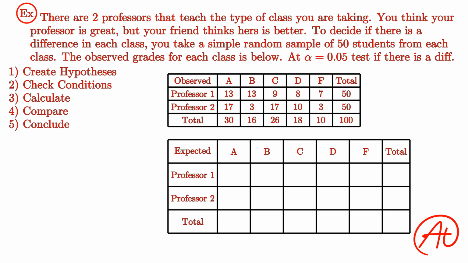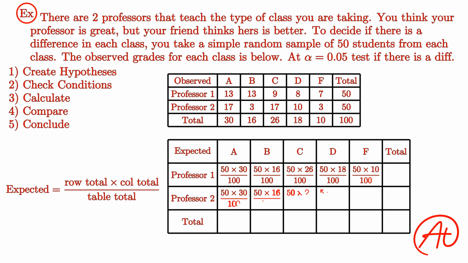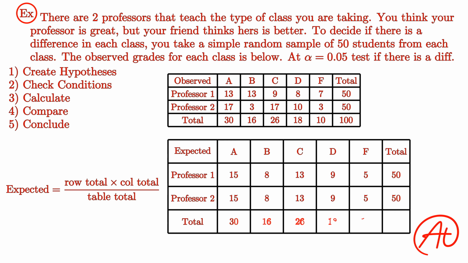In order to do that, for each cell we use this formula. So for each cell we would take the total from that row in the observed table, multiply that by the total from that column in that table, and then divide it by the table total, which is 100. Calculating these for each of our different cells, here is what we get for our expected counts for each grade and professor. One thing you'll notice is that the expected counts are the same for each professor, and that's because the sample size for each class just happened to be the same, but that's not always the case.